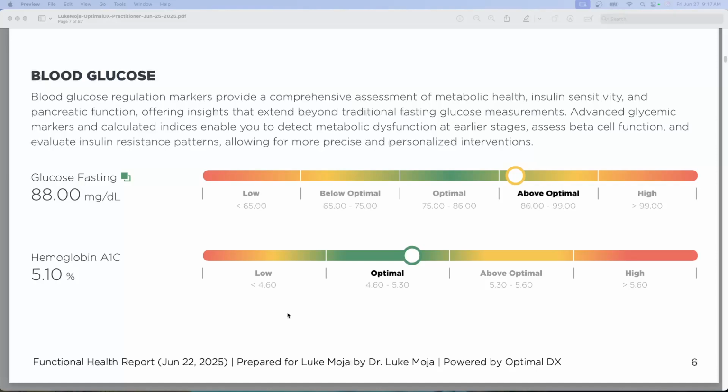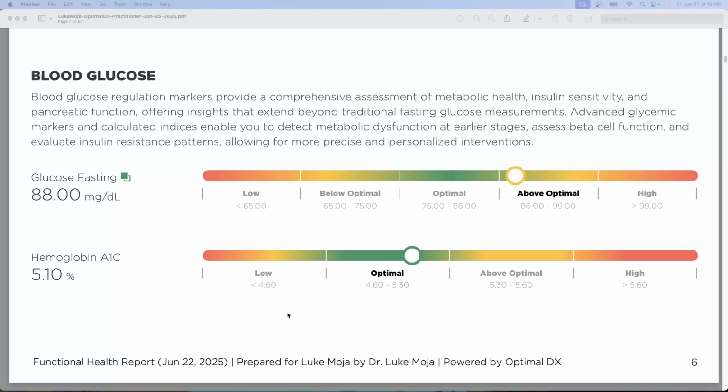Hemoglobin A1C gives us more of a picture of how the glucose has been over the past 3 or 4 months. That's basically glucose combined with hemoglobin in a red blood cell during the normal lifespan of your red blood cells, which is around 120 days usually. So that's about a 4-month snapshot of where your blood glucose levels would be. You can see mine's really good.